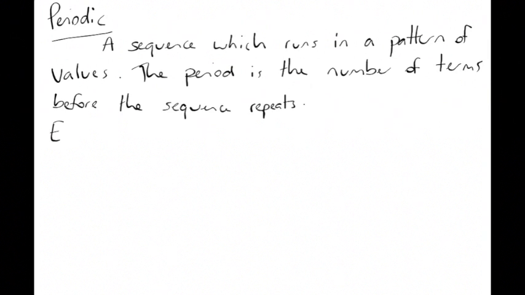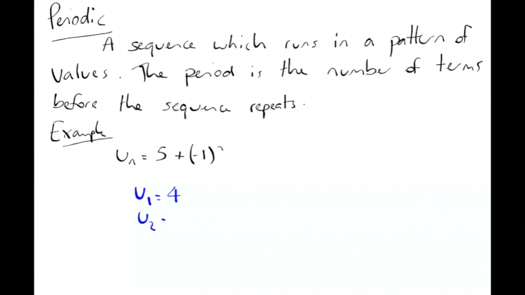An example of a periodic sequence would be un equals 5 plus minus 1 to the power n. Now if we look at how this works, if we stick in the first term, it's going to be 5 plus minus 1. The second term is going to be 5 plus minus 1 squared, which is 5 plus 1. Third term becomes minus 1 again. Fourth term becomes plus 1 again. So we get 4, 6, 4, 6. And it's going to repeat this pattern again and again. That's only got 2 terms before it repeats, the 4 and the 6, the 4 and the 6. So it's got a period of 2.